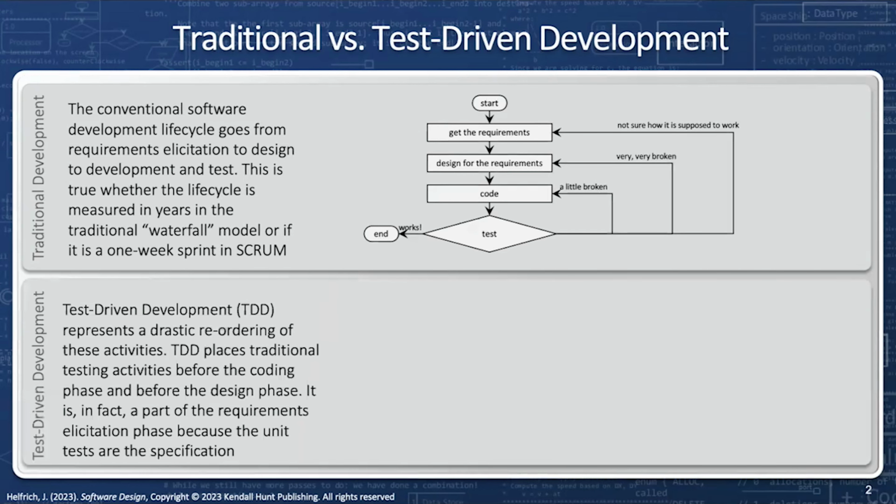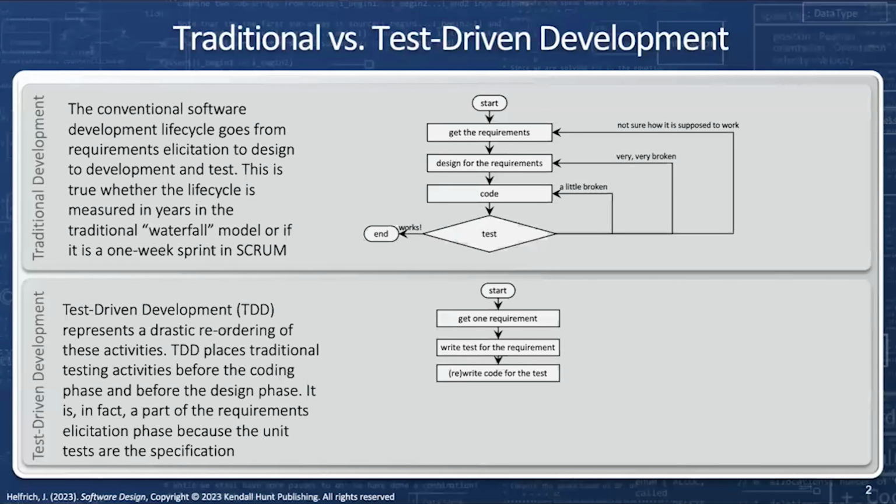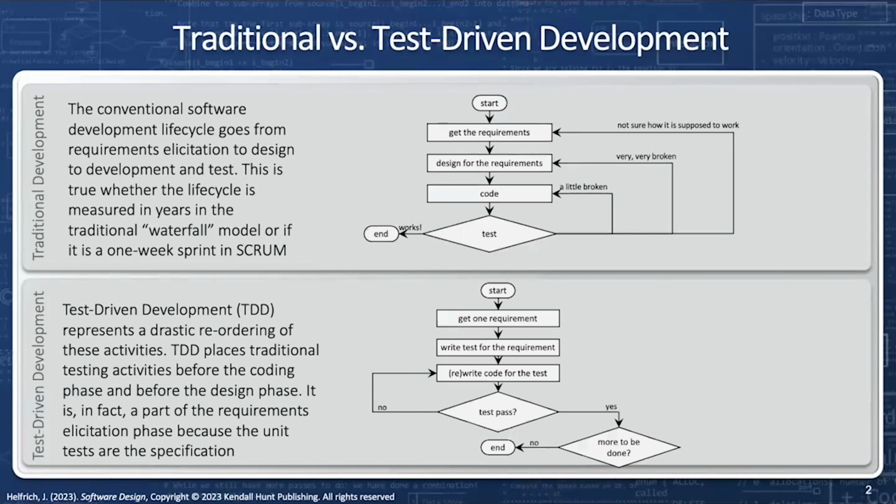Now, with test-driven development, this is a reordering of the activities. First, we create the test, and then we write the code to make the test pass. So first, we start, get one requirement, and write the test before we write the code, and we expect that test to fail. Then we write the code for that specific test and that test only. Then we see if the test passes. If it does not pass, we rewrite the code. If it does pass, is there more to be done? If the answer is no, we're done. If the answer is yes, we get a single requirement.